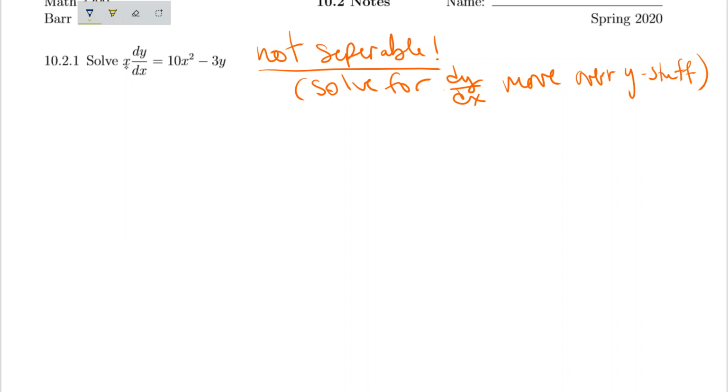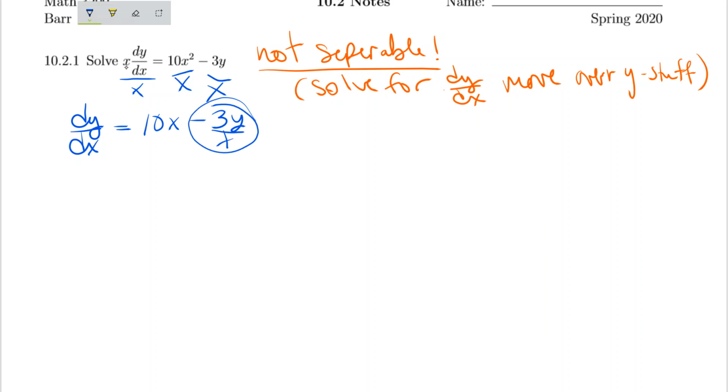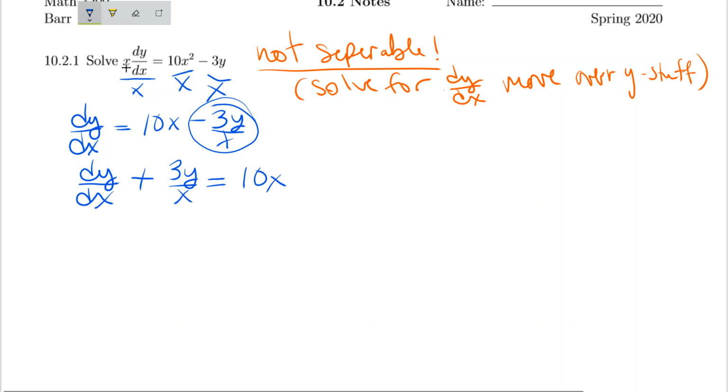Anyway, I'm going to start this by just dividing everybody by x to get dy dx by itself. So here I get dy dx by itself just as I wanted, equals 10x minus 3yx. And so I'm just going to add this term over so that I end up with dy dx plus 3y over x equals 10x. Now, this might seem like some random garbage, but what I'm about to do is something insane. Yep. I'm going to take all of this and multiply it by x cubed.